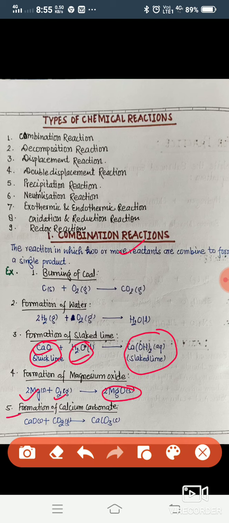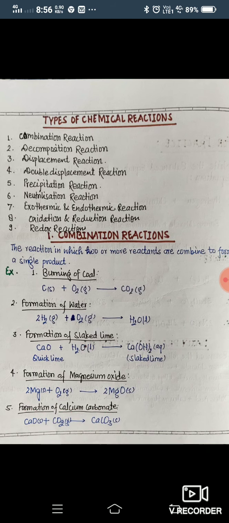Now next example, that is the formation of calcium carbonate. Here calcium oxide, that is quicklime, reacts with carbon dioxide to form calcium carbonate, that is marble. So here two reactants, calcium oxide and carbon dioxide, are combined to form a single product. So these all are combination reactions. Got it? Understood?